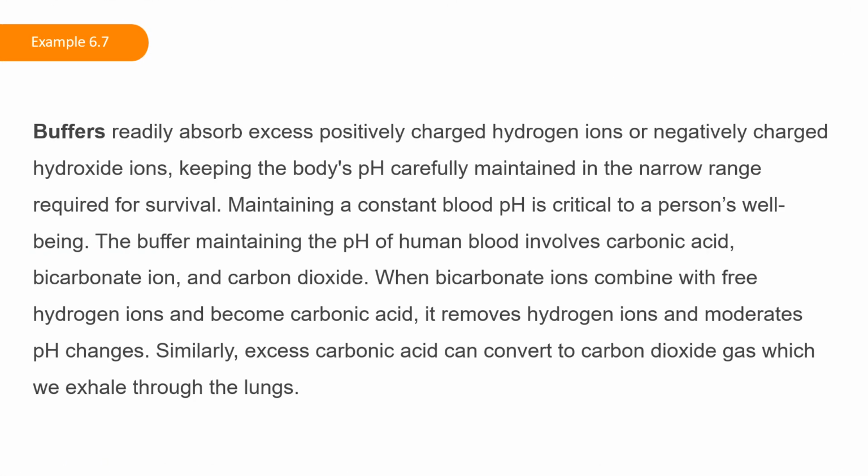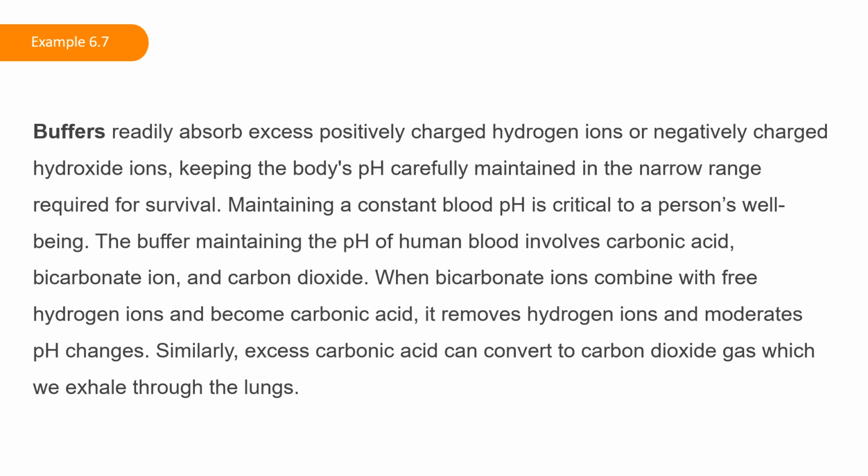How can organisms whose bodies require a near-neutral pH ingest acidic and basic substances, a human drinking orange juice, for example, and survive? Buffers are the key. Buffers readily absorb excess positively charged hydrogen ions or negatively charged hydroxide ions, keeping the body's pH carefully maintained in the narrow range required for survival.